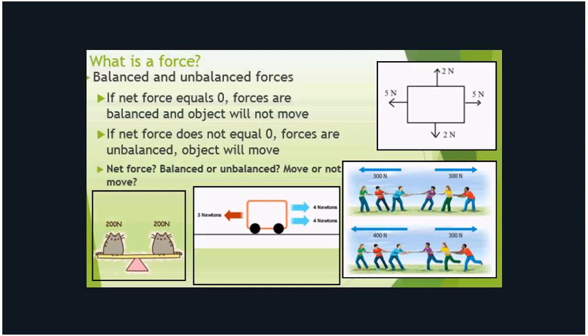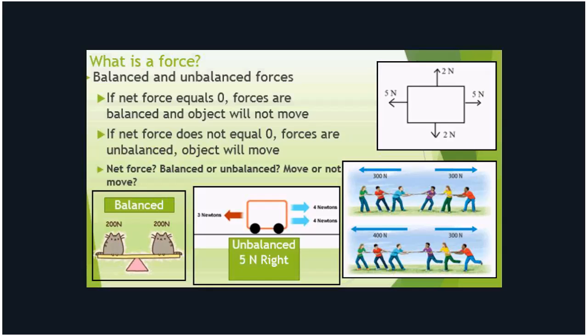So if you look at this first picture, you have two cats sitting on a weight scale. One is pushing down on this side with 200 newtons, and the other cat is pushing down on the right side with 200 newtons. They're both pushing down 200 newtons on opposite sides of the board, so technically they would be balanced. And net force would be 0.